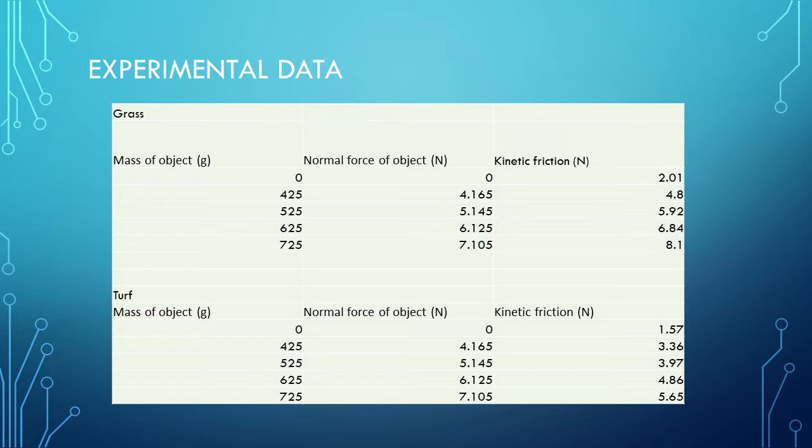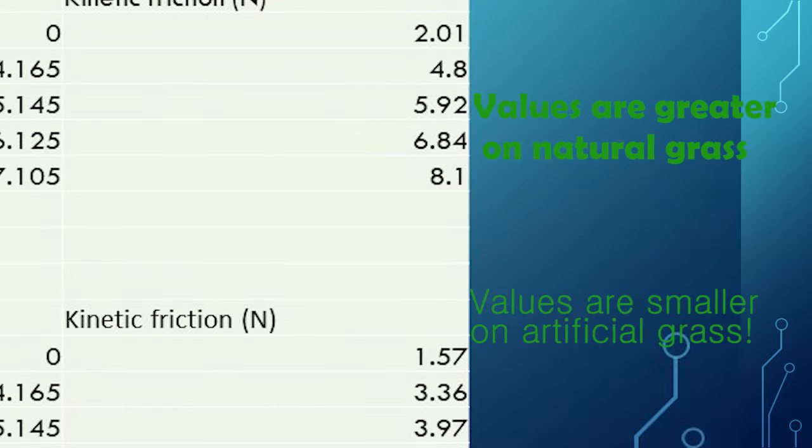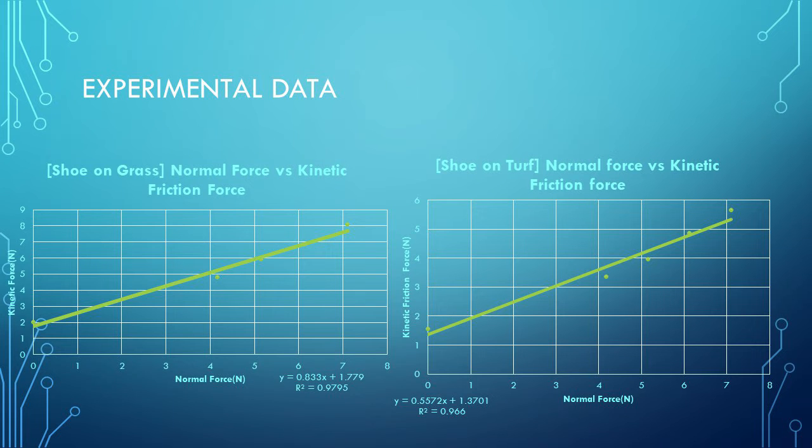Experimental data. As you can see, each time the mass of the object increases, the normal force and kinetic friction also increase. We can also observe that the kinetic friction values of the natural grass are greater than the kinetic friction values on turf.